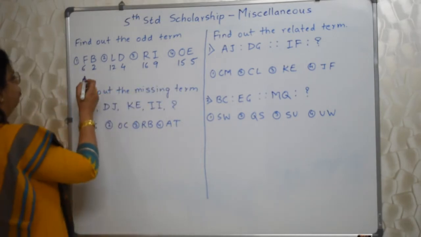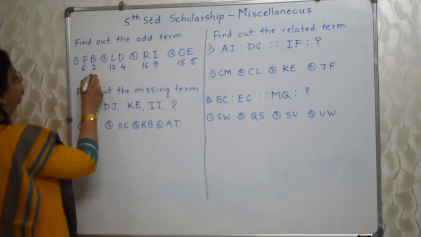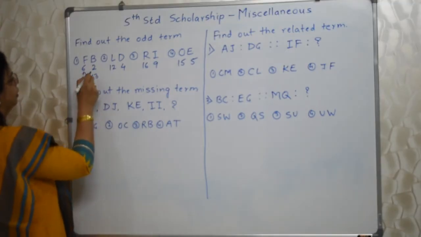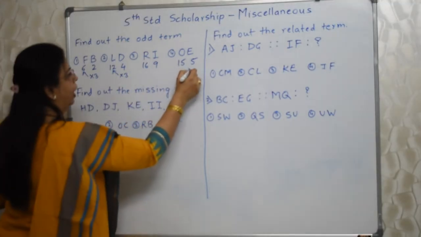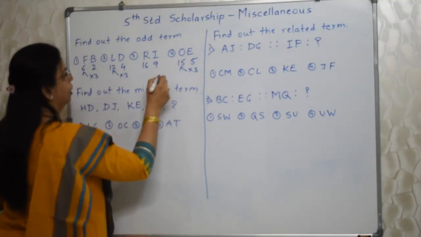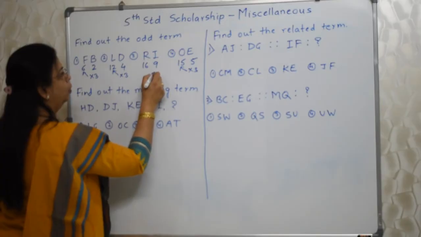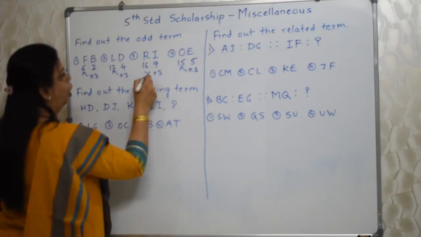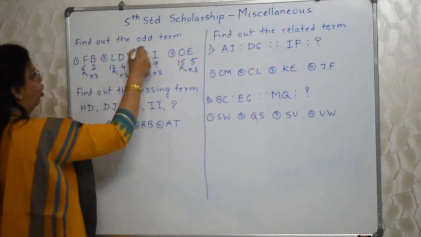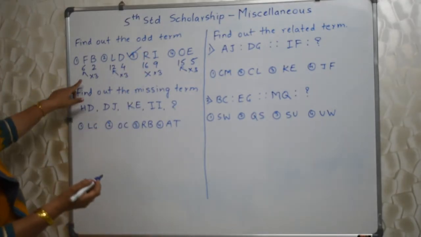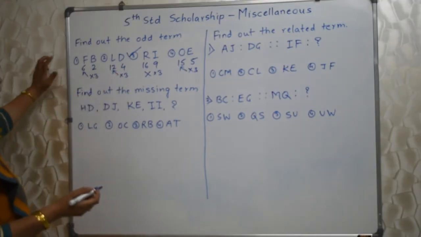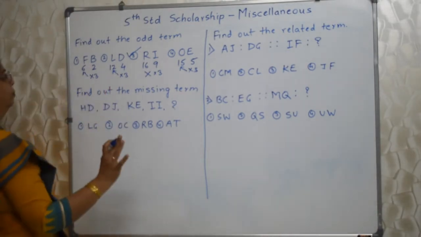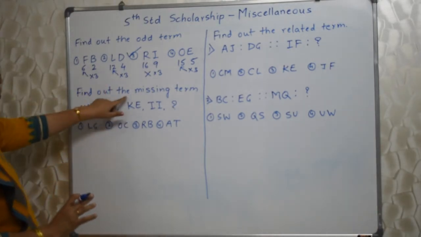If I observe this, 2 into 3 is 6. 4 into 3 is 12. 5 into 3 is 15. But 9 into 3 is not 16. So this is odd. So simple. A small multiplication has given us correct answer. Isn't it easy? I told you the basic operations will be involved. Only thing is you need to observe the numbers. Chalo. Find out the missing term.